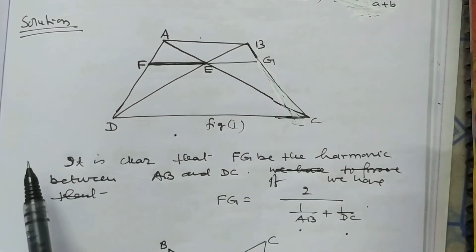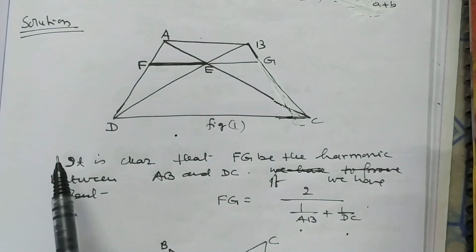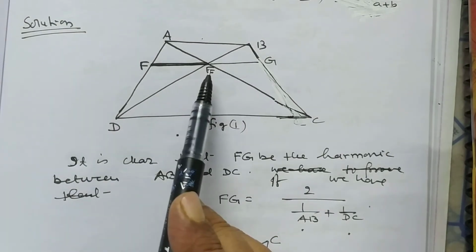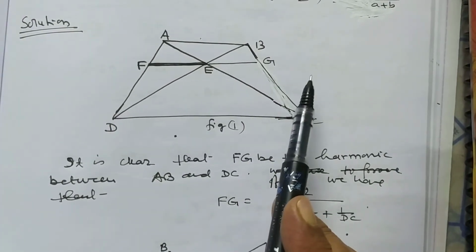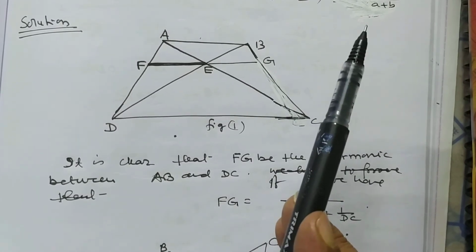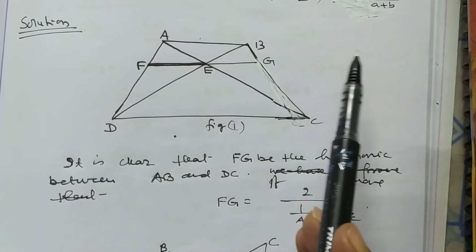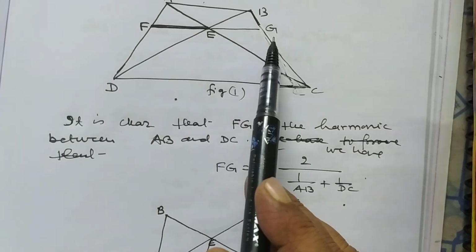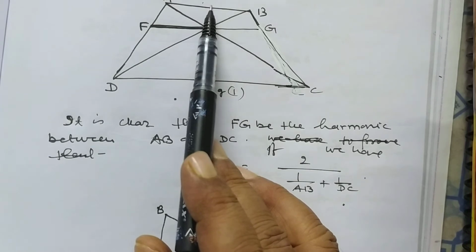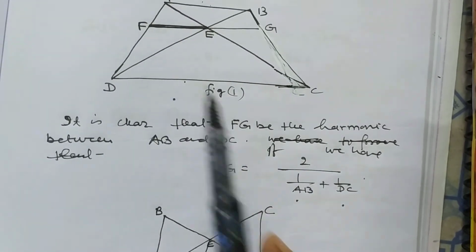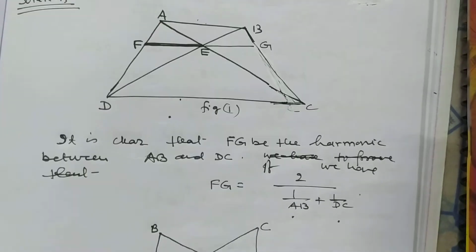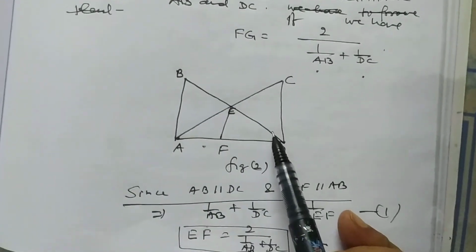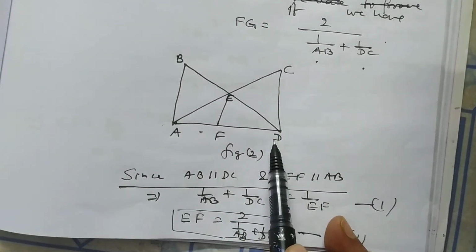If A, B, C are three numbers, and B is the harmonic mean, then B is equal to 2AC by (A plus C), that is, 2 by (1/A plus 1/C). Similarly, if FG is the harmonic mean, then it is 2 by (1/AB plus 1/DC). So now see this figure. This is the application of the problem which we have discussed earlier.